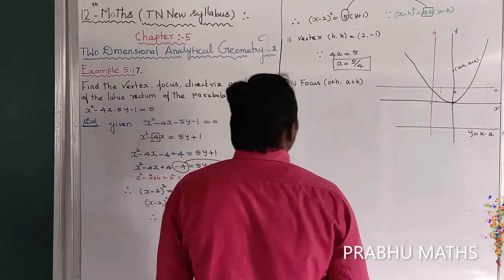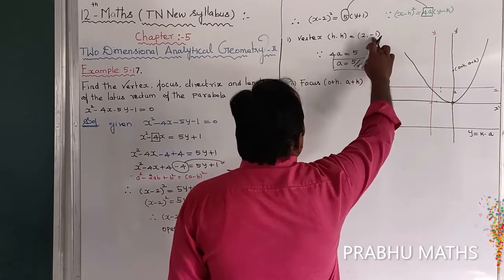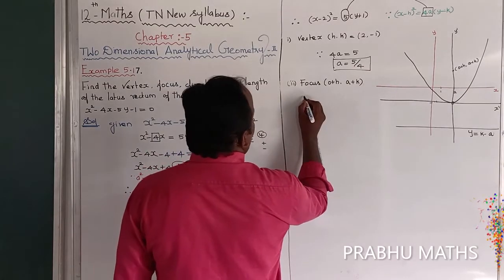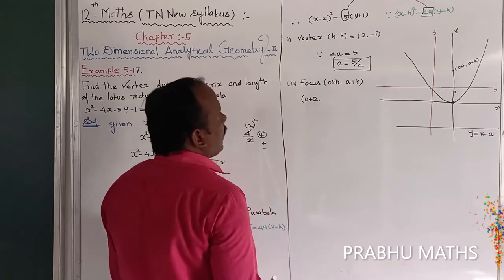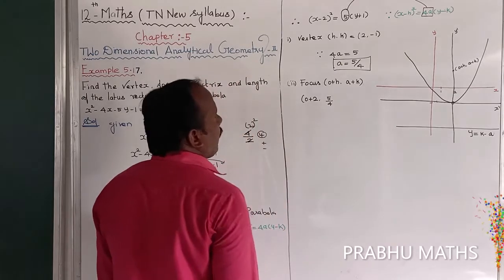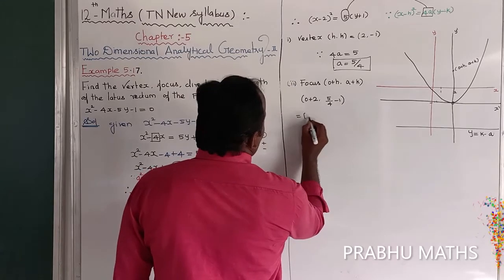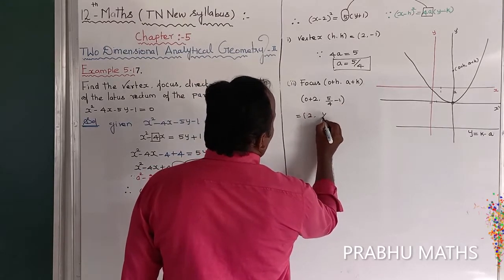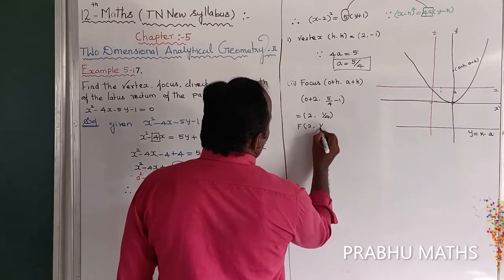Okay, so h is equal to 2, k is equal to minus 1, and a is equal to 5 divided by 4. So that is the formula. 0 plus h is 2. Next, a is 5 divided by 4, k is minus 1. By cross multiplication, the focus is 2 comma 1 by 4.